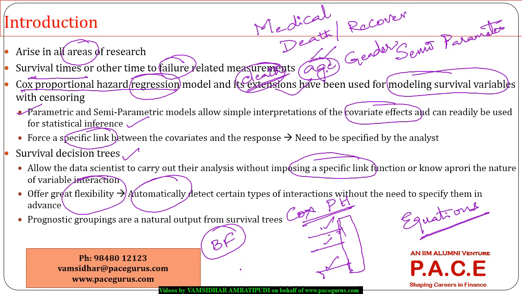Let's say that might differ based on home versus away. Or I may say that it might differ based on whether he is playing in the first innings or in the second innings. Now, I really don't need to give all these relationships explicitly. If I give a list, it can identify the scenarios where the influence exists and where the differentiation does not exist. So prognostic grouping comes out as a natural output from the survival trees. So that's one reason we can rely on survival decision trees compared to Cox proportional hazard models.